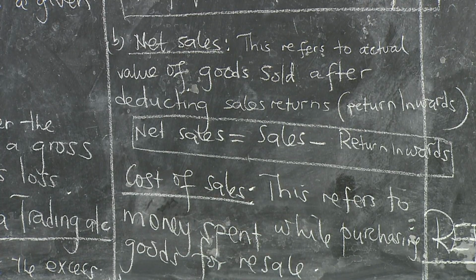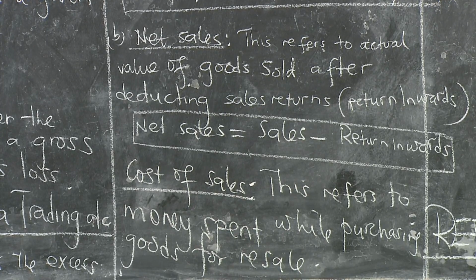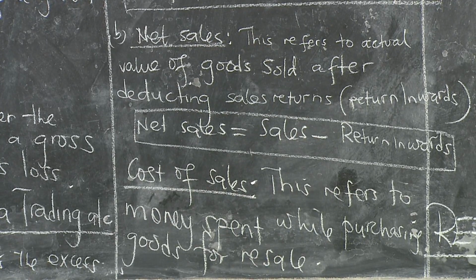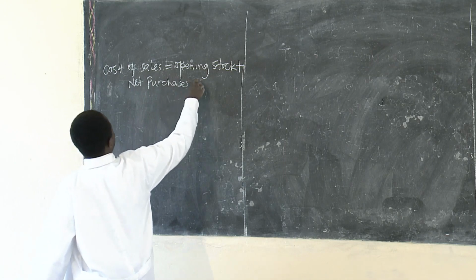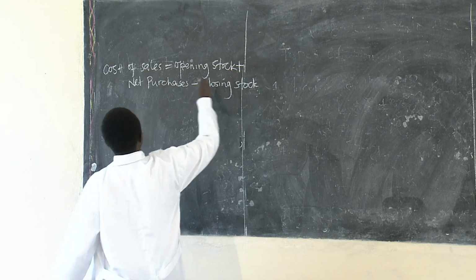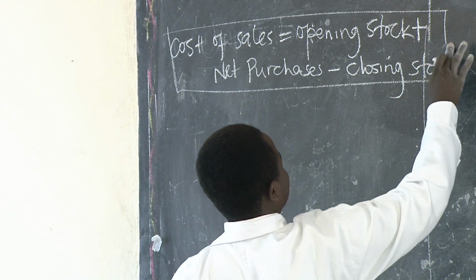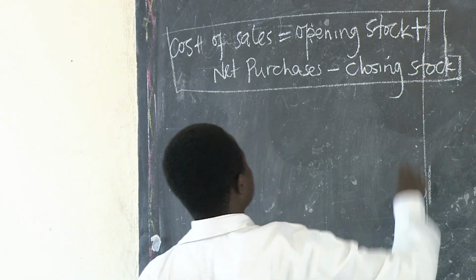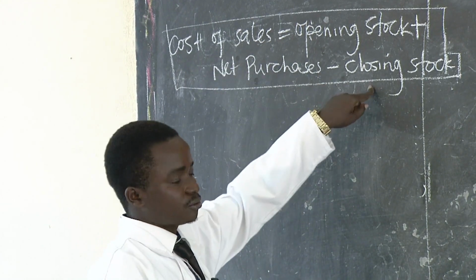So the formula we have, we shall use this formula. Cost of sales is equal to opening stock, you add what you call net purchases, you subtract what you call closing stock or closing inventory. So this formula, you must note it very well. Cost of sales is equal to opening stock plus net purchases minus closing stock.